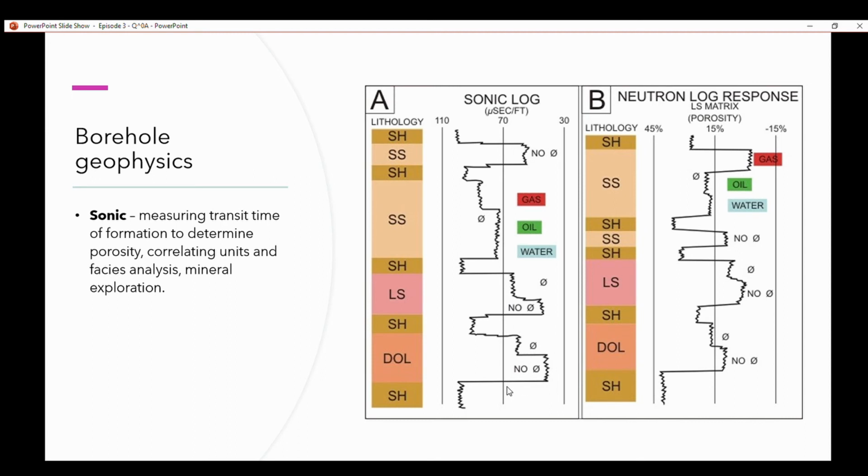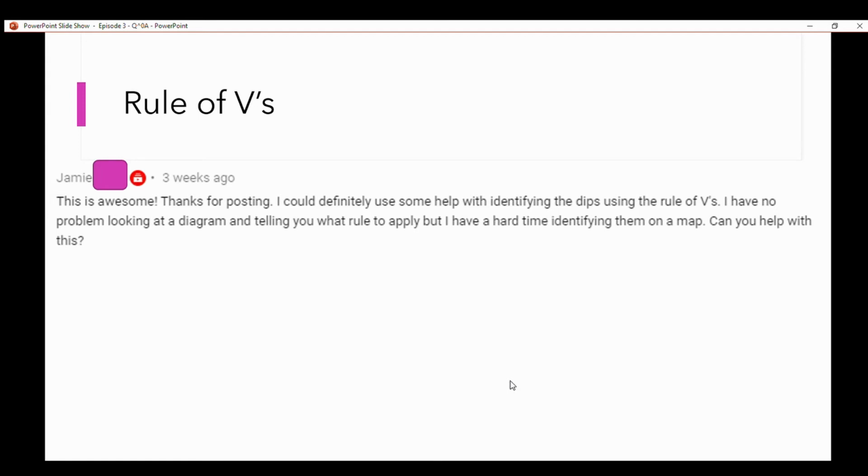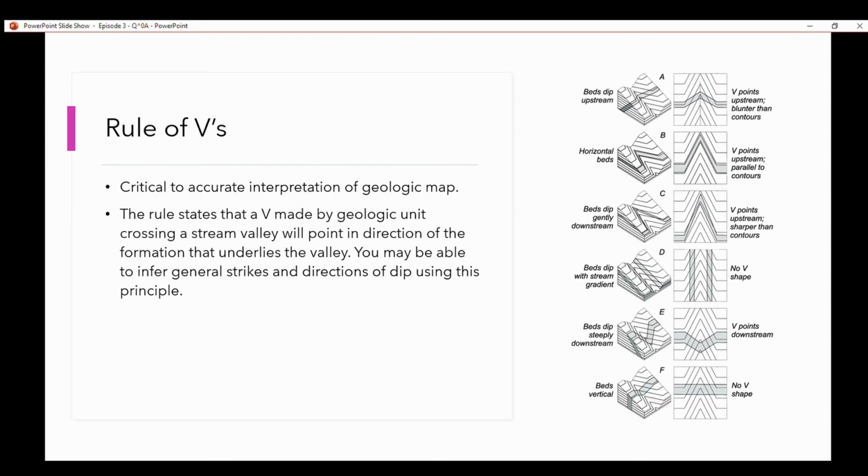Okay, so the rule of V's. We had Jamie ask us about the rule of V's and determining dip off of a map, and I couldn't find a good map to do an exercise, but we'll run through this. It's critical to accurate interpretation of geologic maps, and the rule states that a V made by a geologic unit crossing a stream valley will point in the direction of the formation that underlies the valley. You may be able to infer general strikes and directions of dip using this principle. So, we'll go through the rules on this next one.